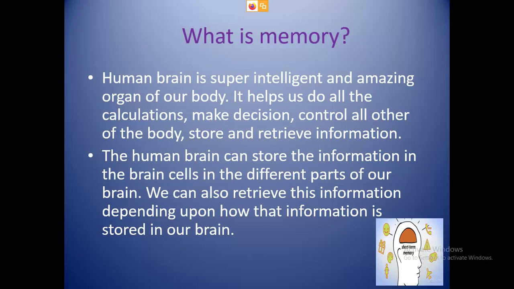When you save your work, where does it go? So let us try to understand. The human brain is a super intelligent and amazing organ of our body. It helps us to do all the calculations, make decisions, control all other parts of the body, and store and retrieve information. The human brain can store information in the brain cells in different parts of our brain. We can also retrieve this information depending upon how the information is stored in our brain.